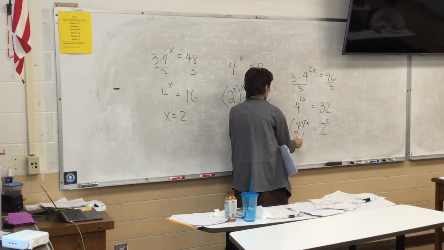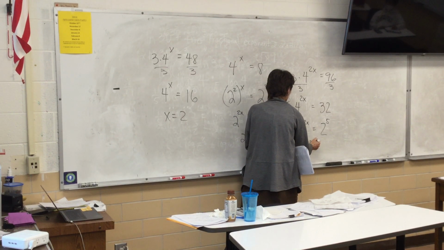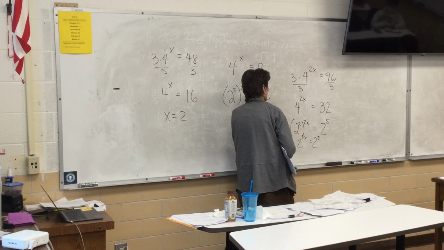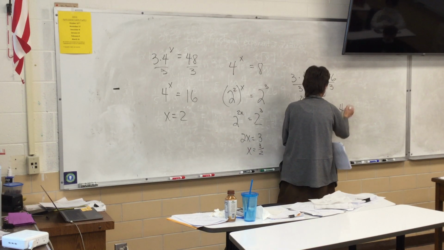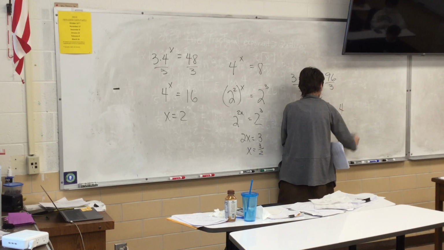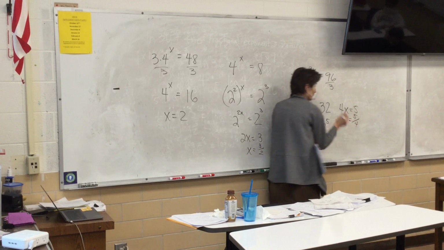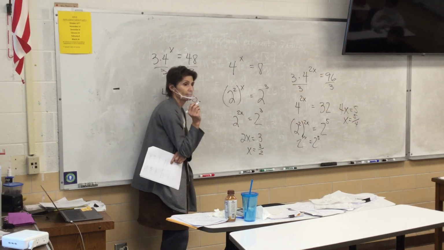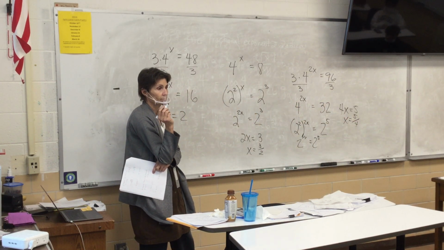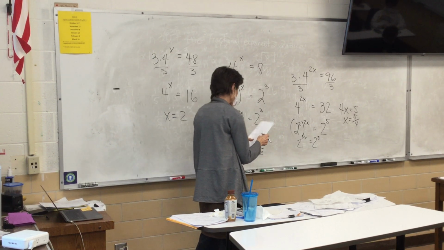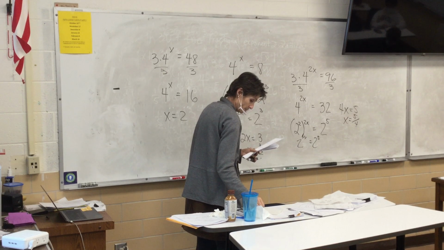So 2 to the 4x equals 2 to the 5th. So what can we do now? Man, you guys are making it hard. The exponents: 4x equals 5. So x equals 5 fourths. Do one more, then I'll make you do one by yourself.